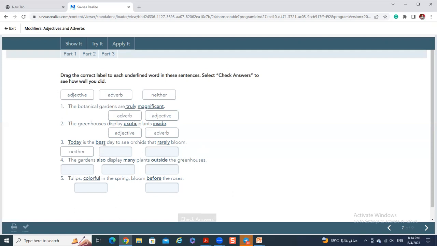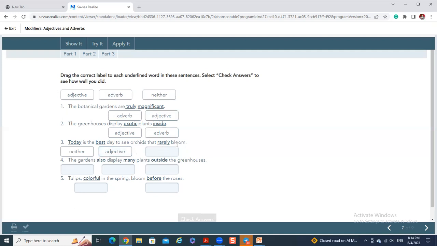Adam, best day. Best is what? Adverb. Best describes day, and day is a noun. It's an adjective, yeah, Adam. In Arabic: if the word that comes after is a noun or pronoun, then the word before it is an adjective. Best day, nice day, interesting day. So adjective.